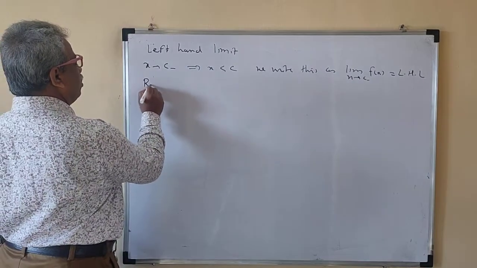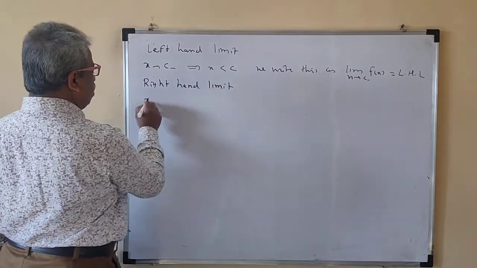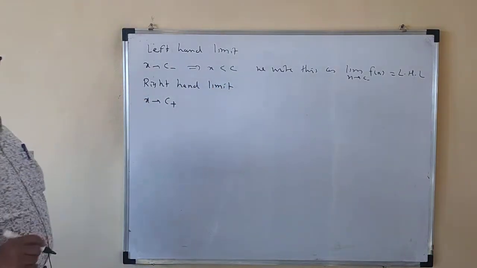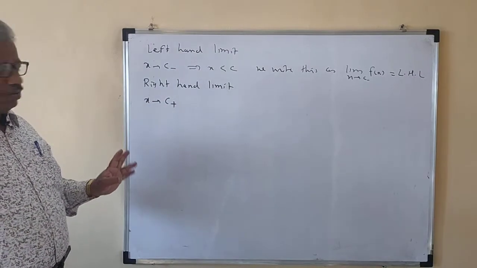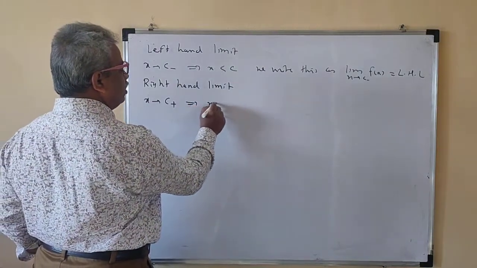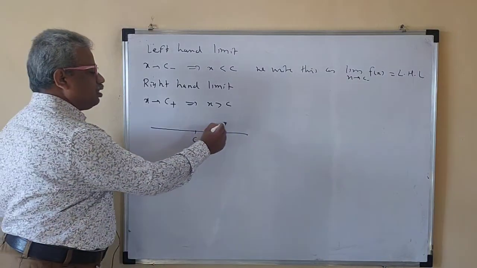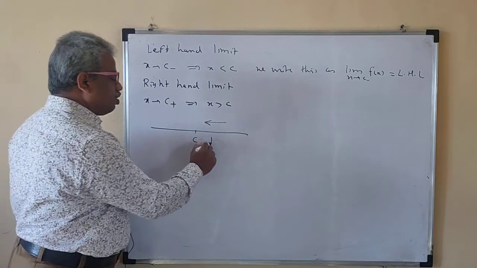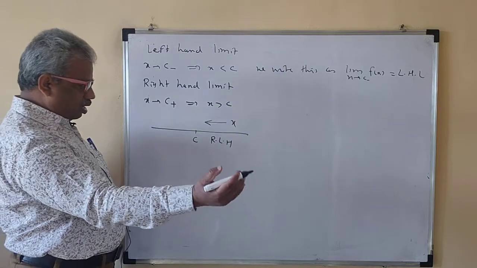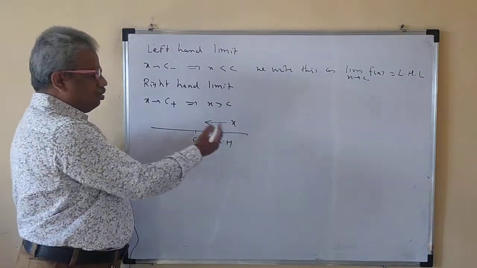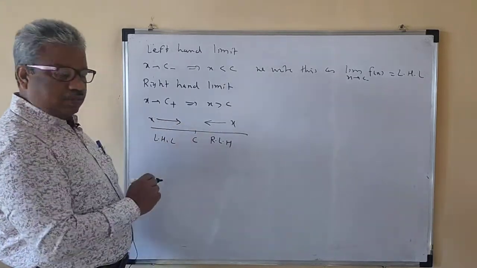Right hand limit is denoted by x tends to c plus. Note that the c plus and c minus, this plus and minus are only symbols. This implies that x is greater than c. Here c is there, so x tends to c from the right hand side. This is called a right hand limit, if your x approaches from right to left. And this other one is the left hand limit.